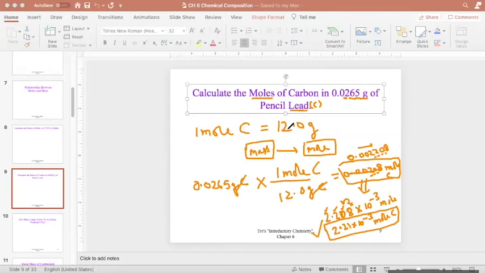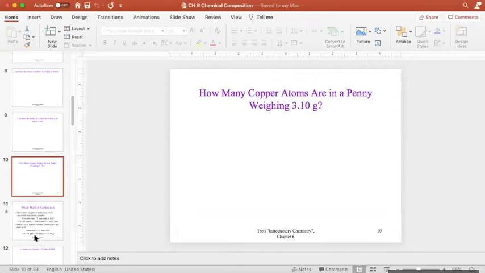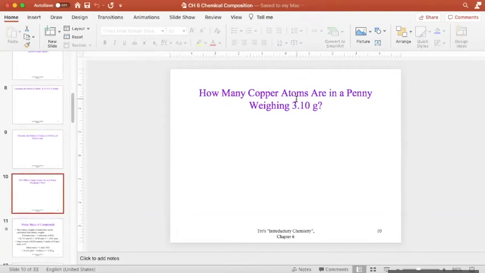So make sure you practice how to convert between moles and grams, back and forth. And then let's go to this next one. Let me do this problem. This is a bigger problem, different from the one we did. How many copper atoms are present in a penny weighing 3.10 grams? So how do we normally do this? What is required? You need atoms. What is given? Grams. Is there any relationship between grams and atoms? No, there is no direct relationship between grams and atoms.